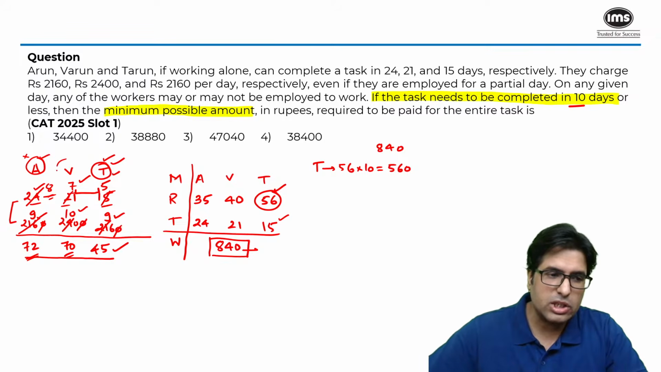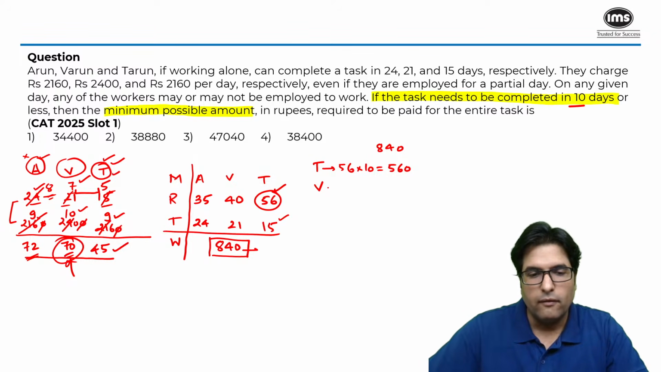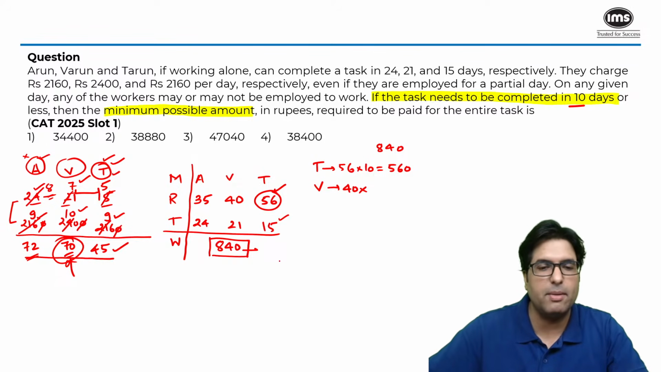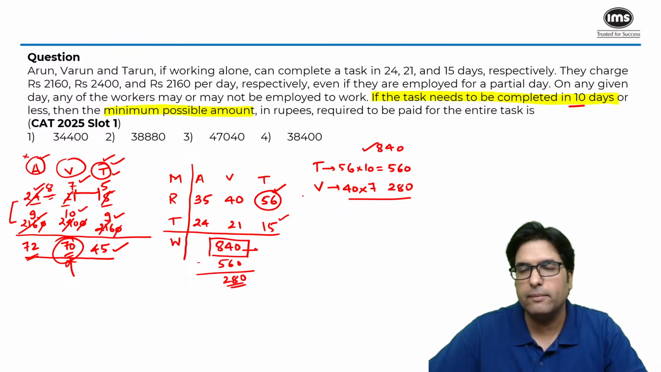Next, we will ask Varun, because Varun then charges the least. His rate in ratio terms is 70. So we'll next ask Varun. Varun's rate is 40. If we ask him to just work for 7 days, remember 840 minus 560, we are left with 280 units of work to be done. 40 into 7 itself is 280. So if we go by this, we'll be able to finish off the entire work of 840.